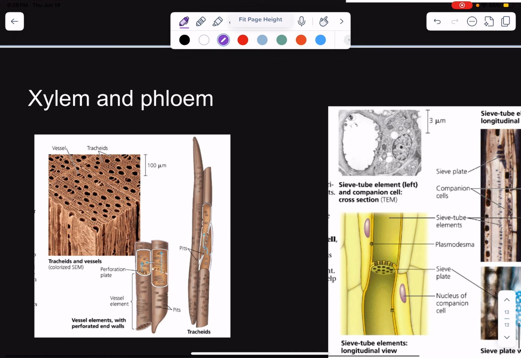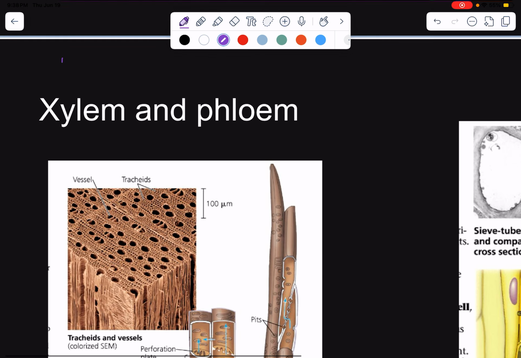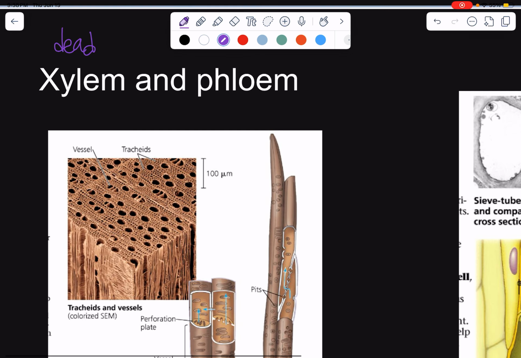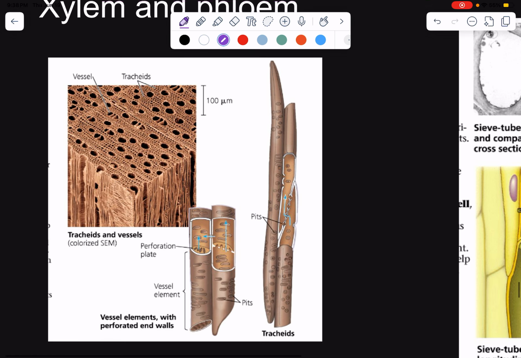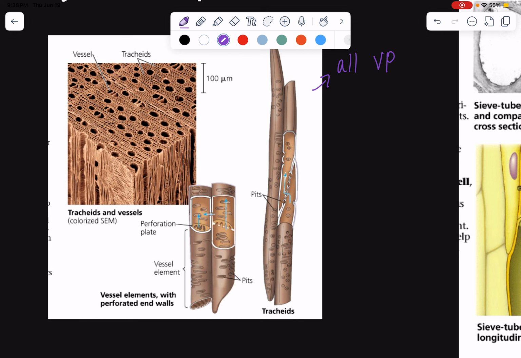Let's look at the xylem first. The xylem has tubular, elongated parts that are dead and lignified at functional maturity. So this is important, they're dead. And tracheids are in all vascular plants, and they're long, thin, with tapered ends, and water moves from cell to cell through the pits.